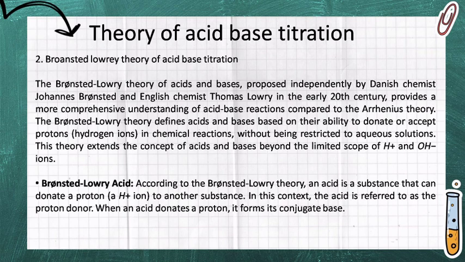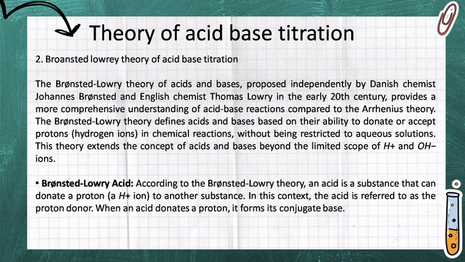The Bronsted-Lowry theory of acids and bases, proposed independently by Danish chemist Johannes Bronsted and English chemist Thomas Lowry in the early 20th century, provides a more comprehensive understanding of acid-base reactions compared to the Arrhenius theory. The Bronsted-Lowry theory defines acids and bases based on their ability to donate or accept protons, hydrogen ions, in chemical reactions, without being restricted to aqueous solutions. This theory extends the concept of acids and bases beyond the limited scope of H+ and OH- ions.